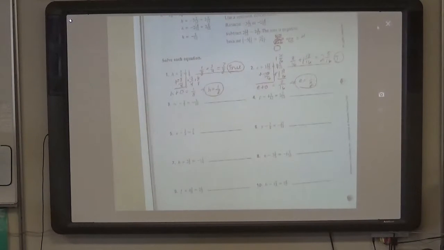Emily? On the test, do we have to write it in the common denominator form or the simplest form? You have to write the solution in simplest form for the check. You could write either one.